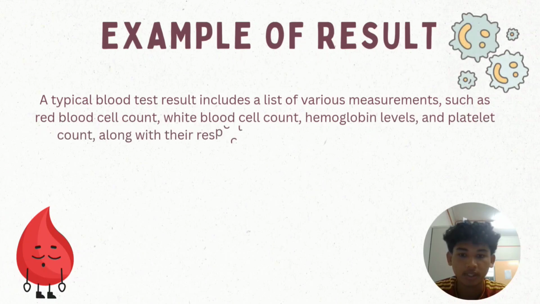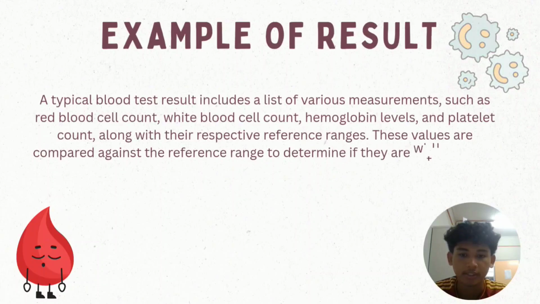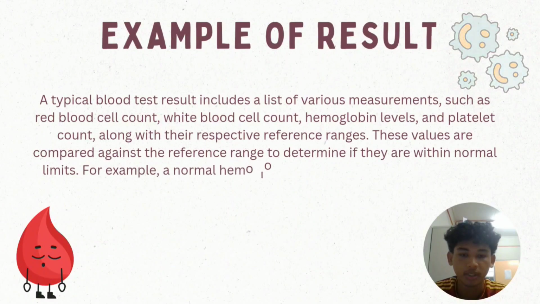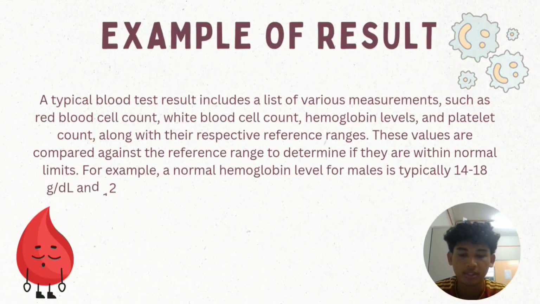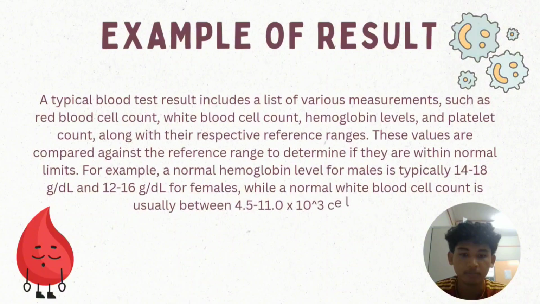These values are compared against the reference range to determine if they are within normal limits. For example, a normal hemoglobin level for males is typically 14 to 18, and for females is 12 to 16, while a normal white blood cell count is usually between 4.5 and 11 times 10 to the power of 3 cells.